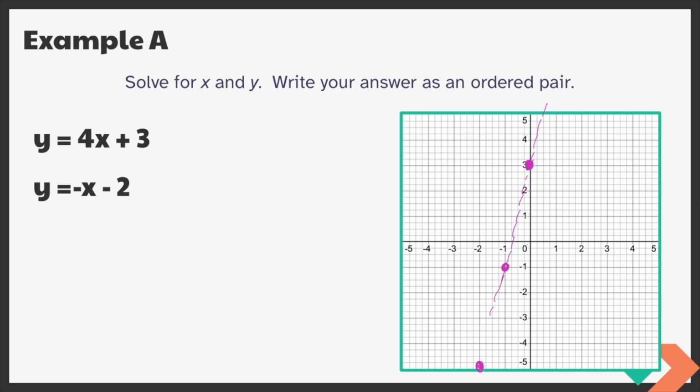Remember that we don't know where the other line is going to cross. So we have to make sure that we've got a line all the way through the graph so that we cover any place that it would cross.